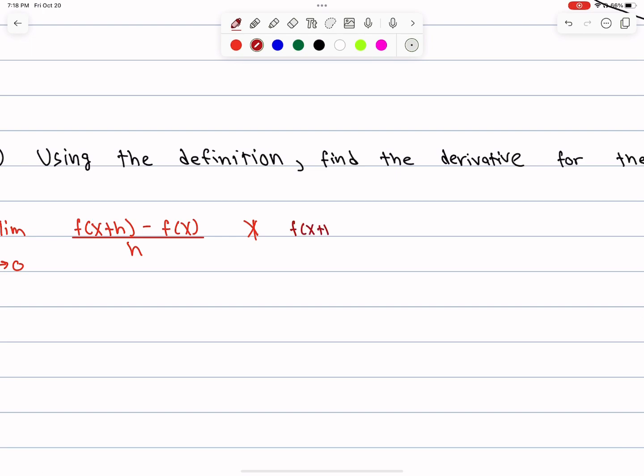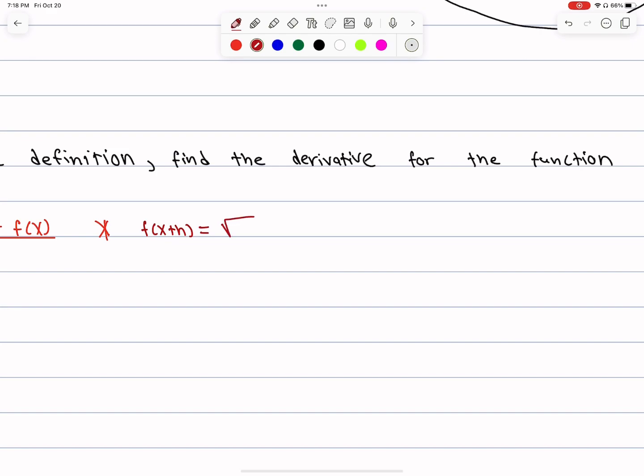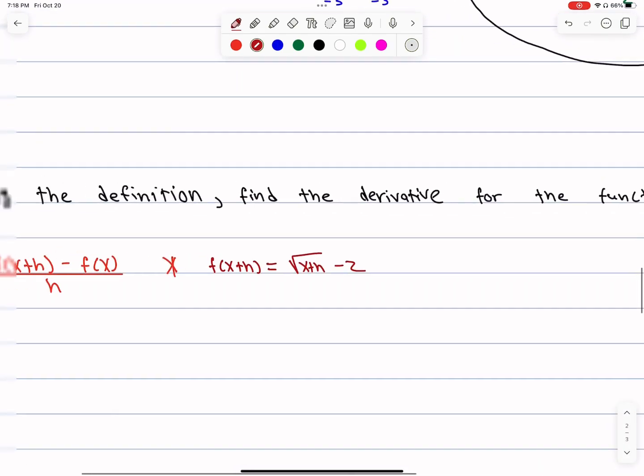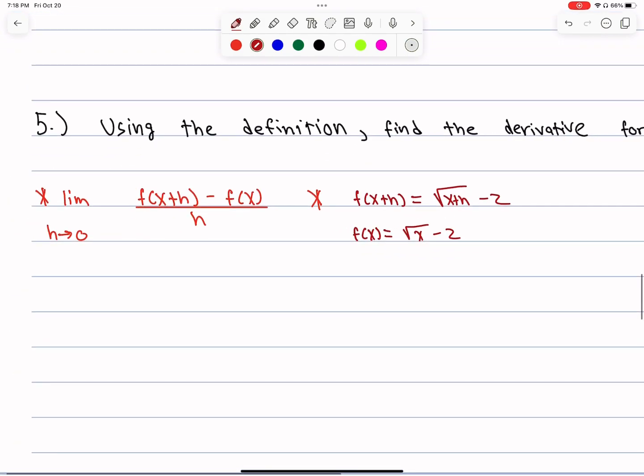So, first off, we want to find out what f of x plus h is, because we already know what f of x is, that's a given. So to find f of x plus h, we simply plug in x plus h to where you see x, so we get square root of x plus h minus 2, and then f of x is given to you, so it's square root of x minus 2.